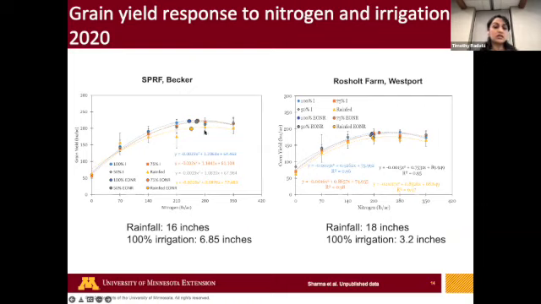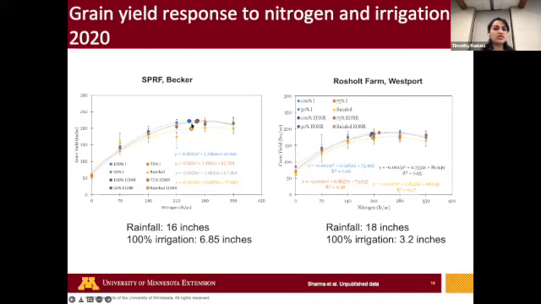There is a slight decrease in grain yield under rain-fed, even in the wet year, which is 2020. However, for the irrigation treatments, if you look at these 3 lines, which are blue, orange, and gray, we don't see any significant difference in grain yield in 2020. And that's the same for both sites.